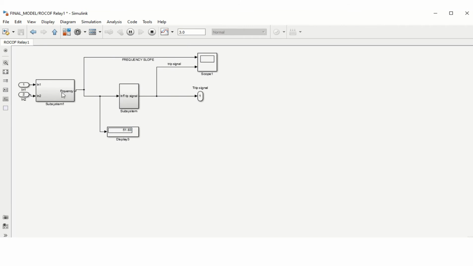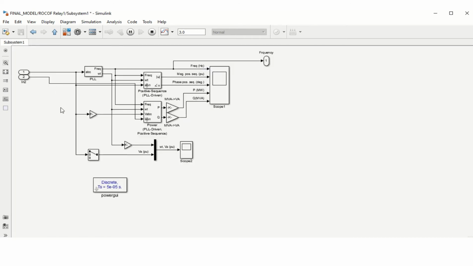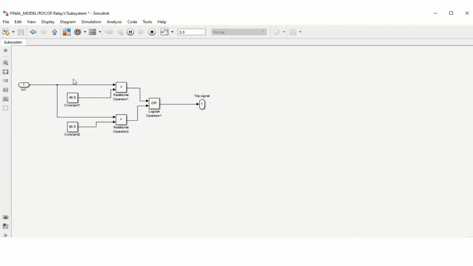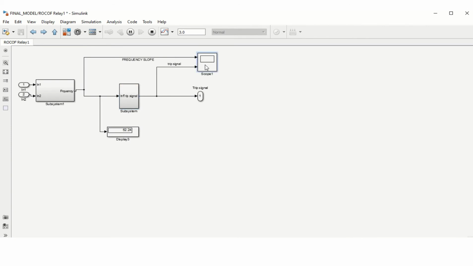This is the trip signal subsystem, and this is the frequency subsystem. We can check the frequency subsystem block. We have used the PLL technique for frequency extraction and for df/dt calculation, and from here we have extracted the frequency. The next block is the comparison system, in which we have defined the limits: the minimum limit is 49.5 and the maximum is 50.5. We can check the response in the scope, so let's wait for the response.